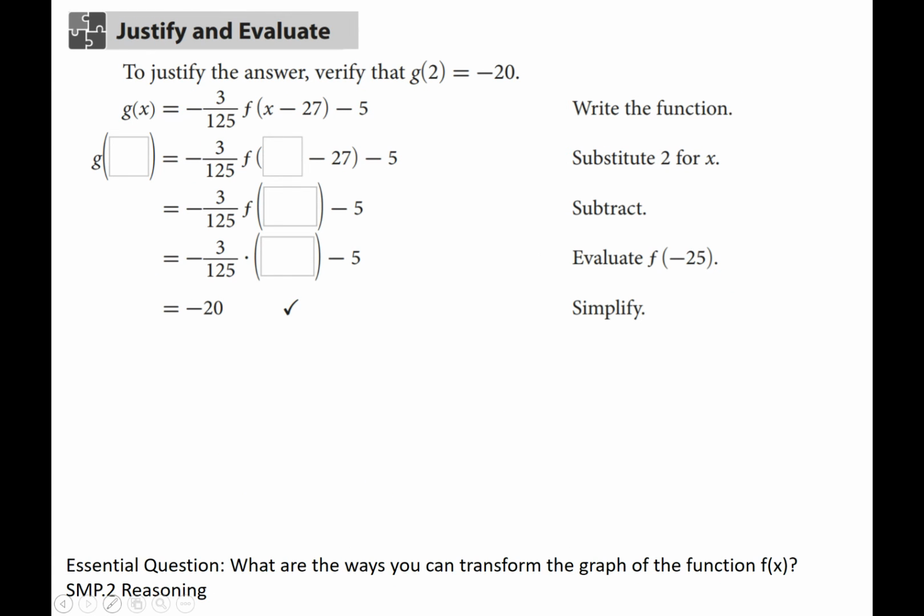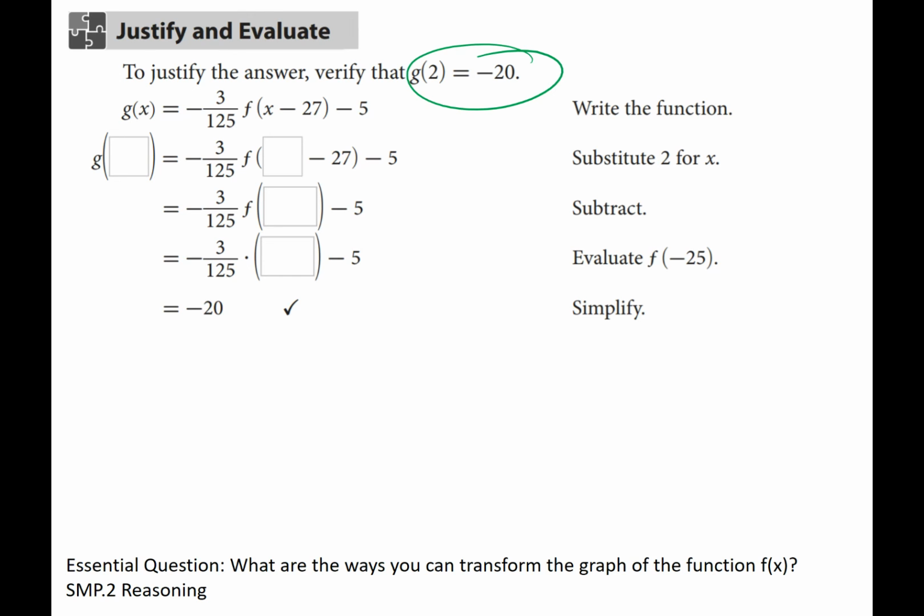All right, they have us looking at justifying our answer. Again, this is something that's up to you on a test. It's good to do, but if you ran out of time, it's not 100% necessary. So we're going to write the function, and then you're going to substitute in it. We're going to use our other point that they gave us to try to check this.